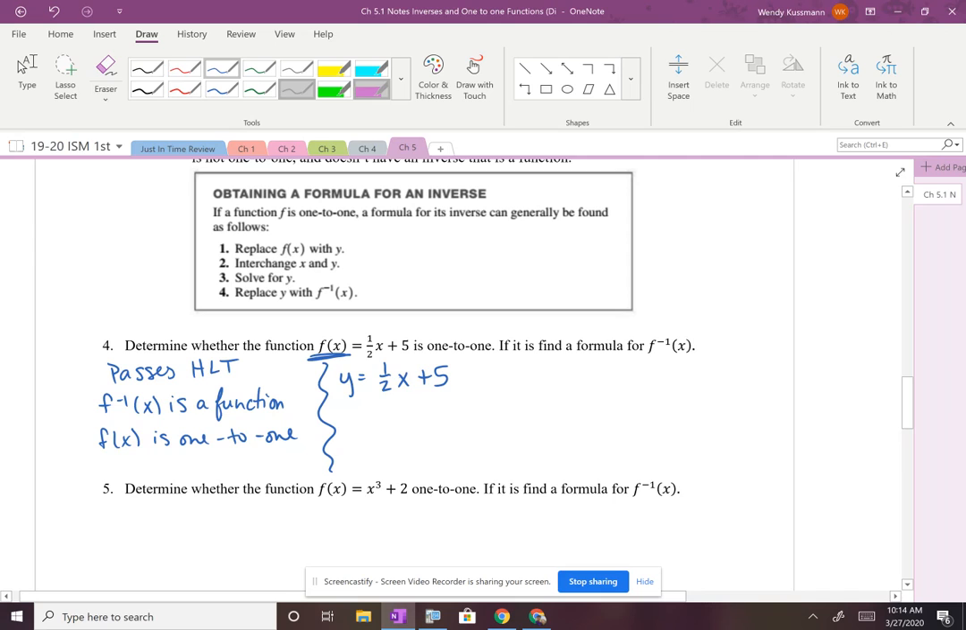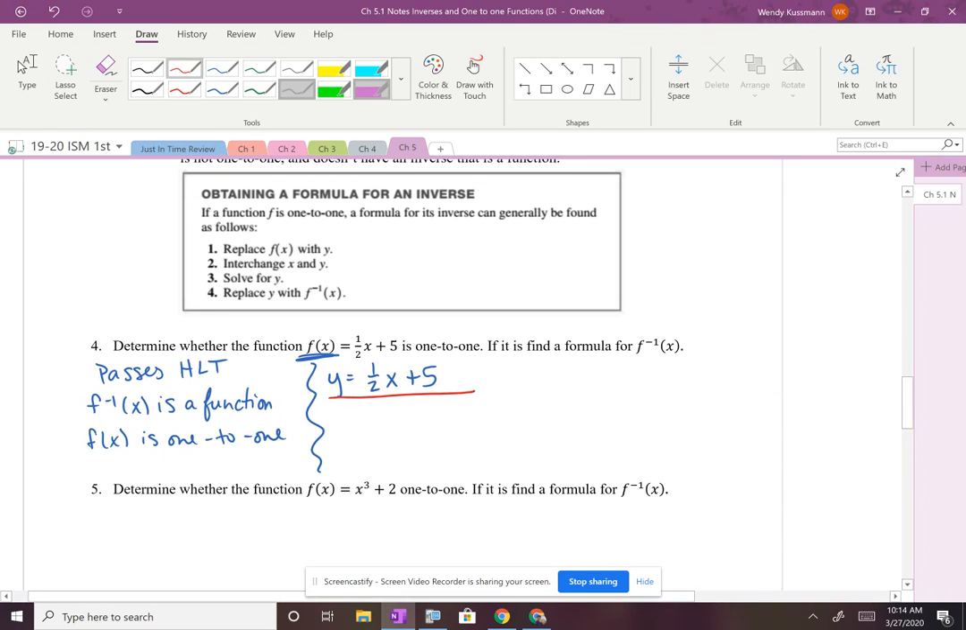Step 2 is to flip the x and y's. This is just taking the x and putting it where the y is, and taking the y and putting it where the x is. You are not moving any numbers. You are not taking the 1/2 with the x. You literally just take the x, put it where the y was, take the y, put it where the x is. Anywhere you see an x, you're going to put a y. Anywhere you see a y, you're going to put an x.